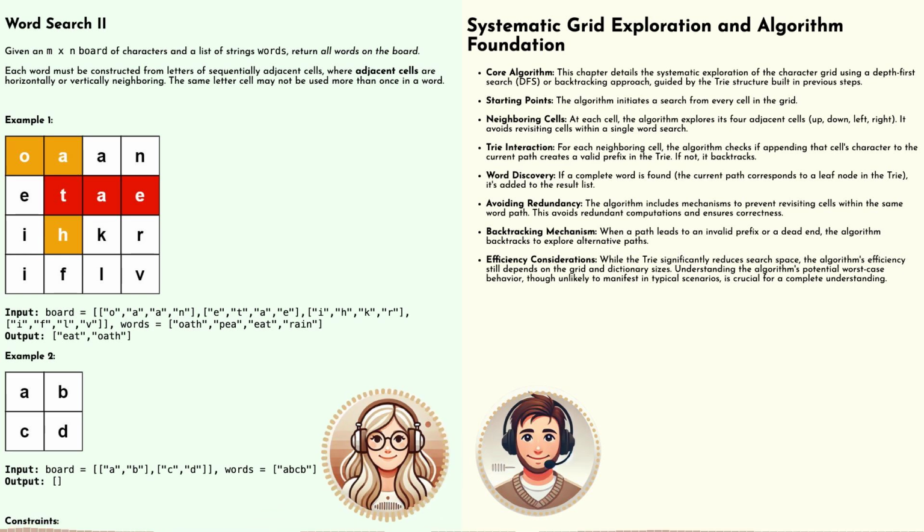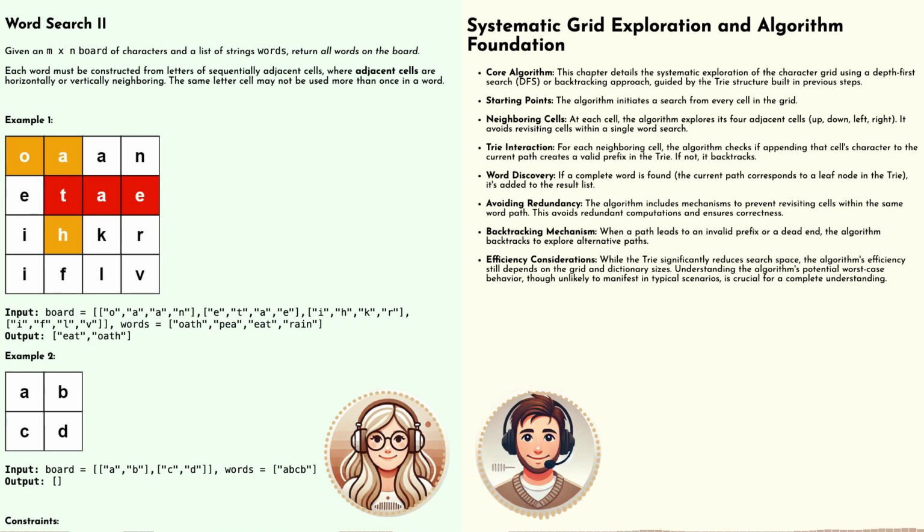different path. And we just repeat this explore, check, backtrack process until we've considered all paths originating from that initial cell. And then we move to a new starting cell and repeat the whole thing until we've covered the entire grid, right? You got it. We systematically explore the grid, guided by our trie.